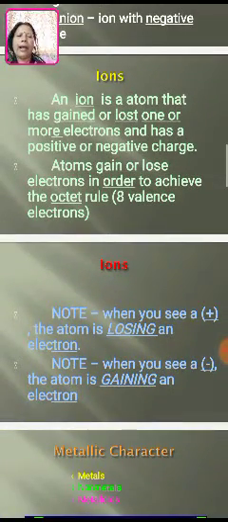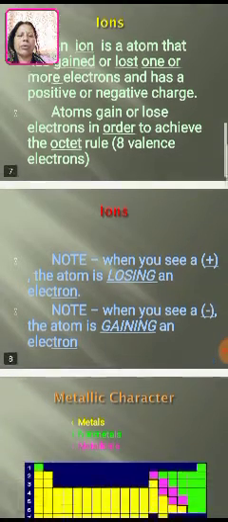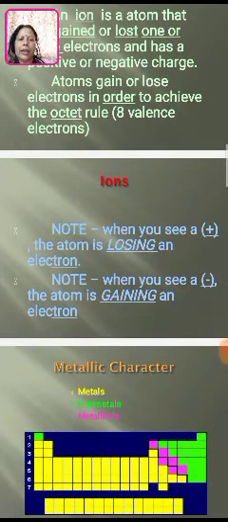Ions. An ion is an atom that has gained or lost one or more electrons and has a positive or negative charge, that you know now. Atoms gain or lose electrons in order to achieve the octet rule. It means to complete the 8 valence electrons in the outermost shell. Note that when you see a positive charge over an atom, it is losing an electron for bonding purposes, and when you see a negative charge over an atom, it means it is gaining an electron for the bonding.